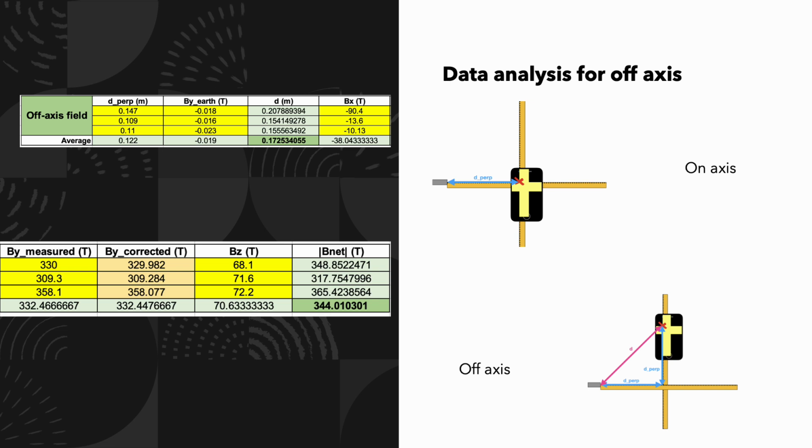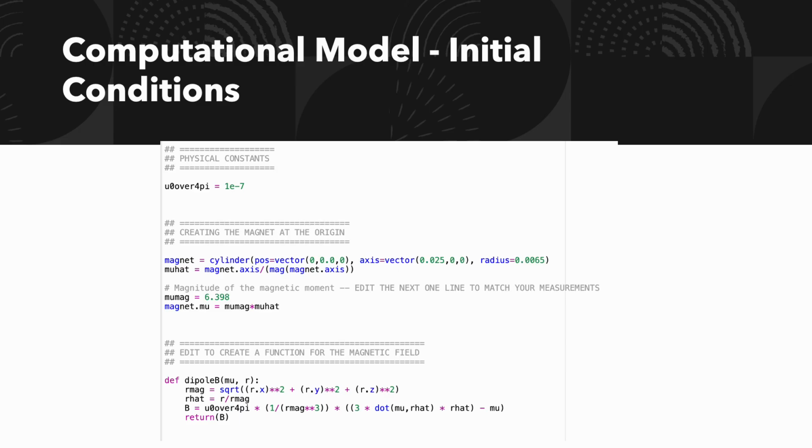This is the data analysis for off-axis. We move the magnetometer perpendicular to the axis, and for the x, y, z components of the perpendicular distance, the average is 0.122. Next is the computational model for the initial conditions. So mu naught over 4 pi is 1 times 10 to the power of negative 7, and the magnitude of nu that we calculated was 6.398. And finally, we create a function to find the magnetic field.